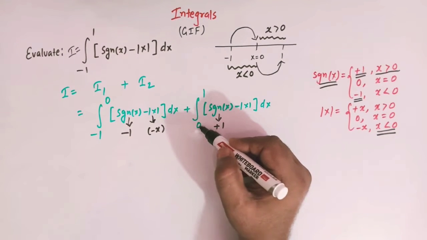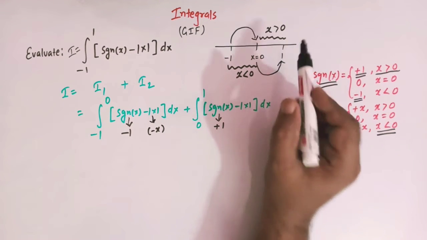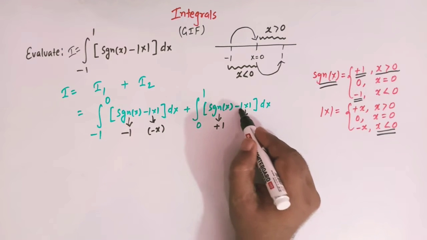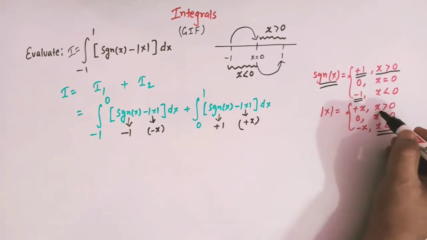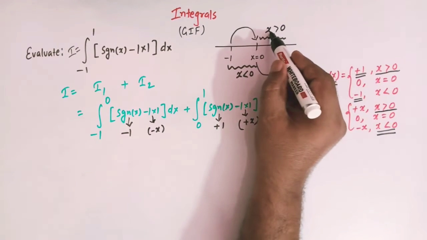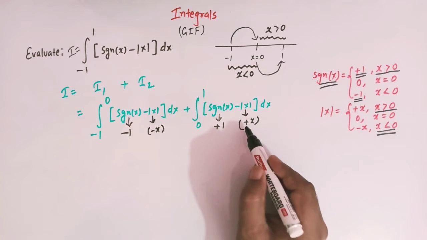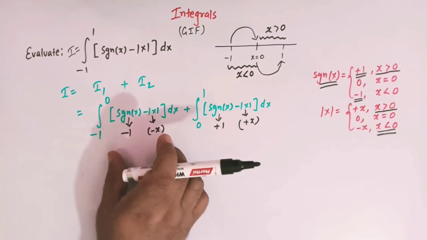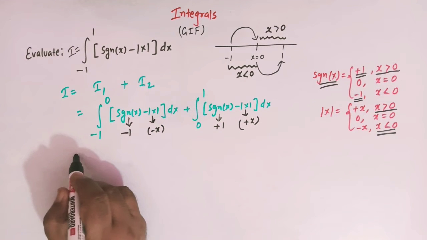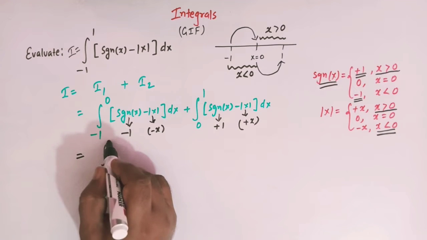Similarly, here when we have x lying between 0 and 1, then mod x is obviously equal to plus x, because x is greater than 0 in the interval 0 to 1. So mod x is equal to plus x, right? So once we have discussed all these things, we can now rewrite these two integrals as -1 to 0.